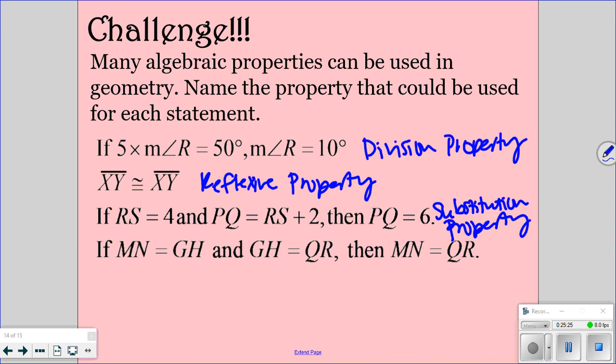And if MN equals GH and GH equals QR, MN equals QR is the transitive property. So I don't really think that was a challenge question, but hopefully you were able to get most of those right by yourself. So that's how you do algebraic proofs. Biggest thing is to make sure to show all of your work and justify every single statement.